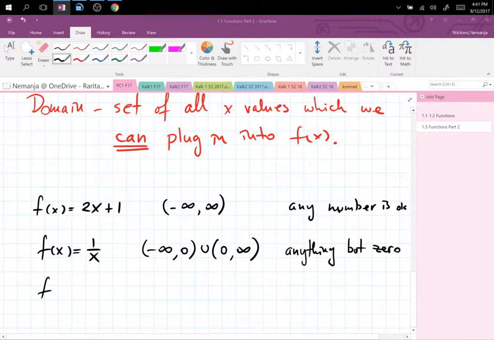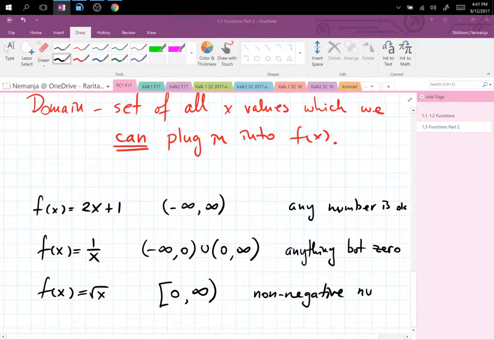And we also saw f of x equals square root of x, where we said positive numbers and 0. So you can just write 0 in a bracket to infinity. So I'll say non-negative numbers.